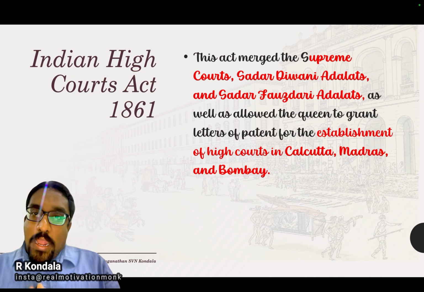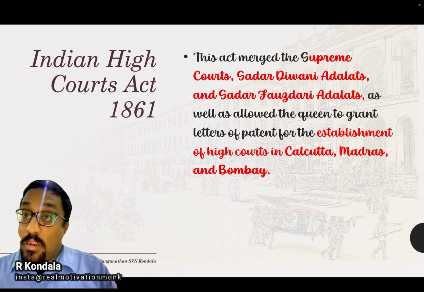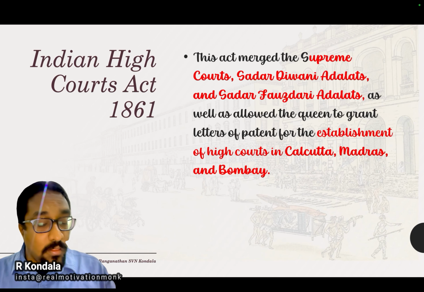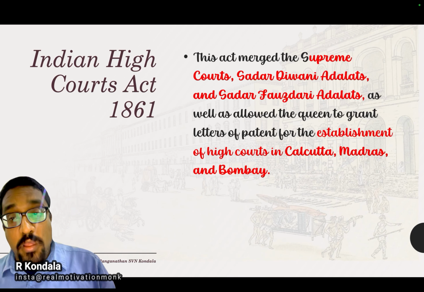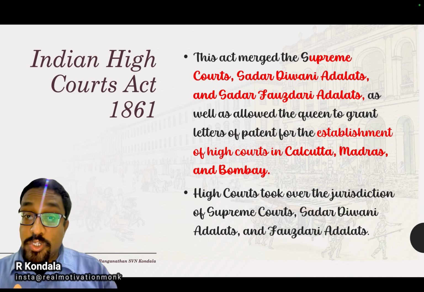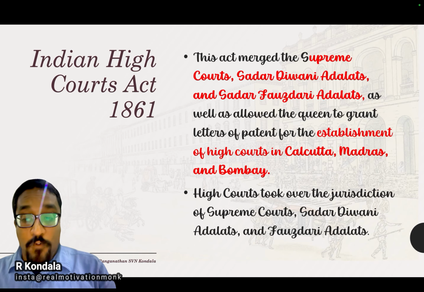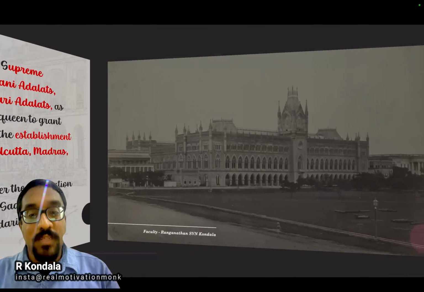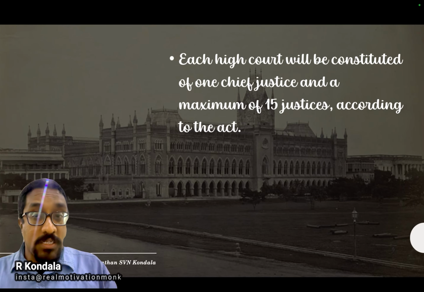And then the Indian High Courts Act was also passed. The Supreme Court of Calcutta, which was doing the jobs of Sadar Diwani Adalat and Sadar Faujdari Adalat, the Diwani Adalat being the civil court and the Faujdari Adalat being the criminal court, was replaced. New high courts were established in Calcutta, Madras and Bombay. The High Court took over the jurisdiction of the Supreme Court, Sadar Diwani Adalat and Sadar Faujdari Adalat. The High Courts were to be constituted with one Chief Justice and a maximum of 15 justices.